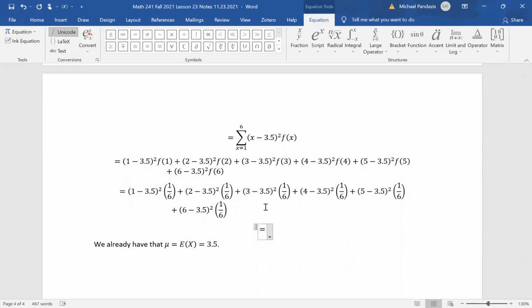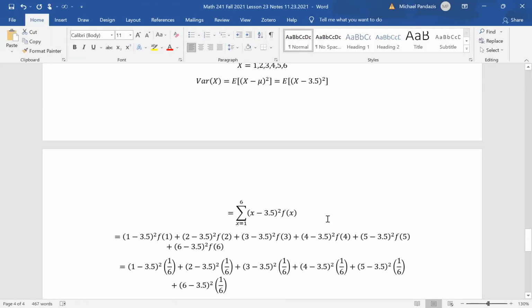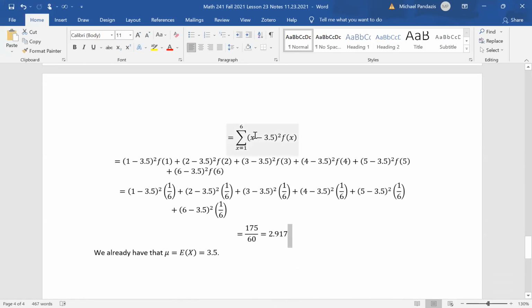And so when you compute the sums of those products, you get 175 divided by 60, which is 2.97. And so that is the variance of X. It's just the sum of all possible values of X minus 3.5 squared f of X in this example, because the expected value is 3.5. Okay.